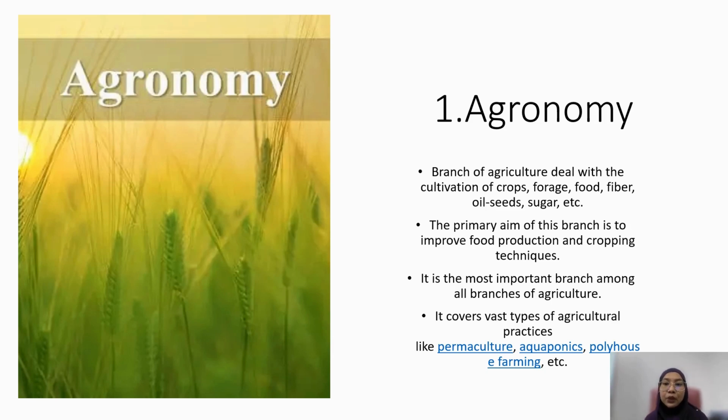Agronomy is a branch of agriculture which deals with the cultivation of crops for food, fiber, oil, seed, sugar, etc. The primary aim of this branch is to improve food production and crop techniques. It is the most important branch among all, and it also covers many types of agricultural practices.